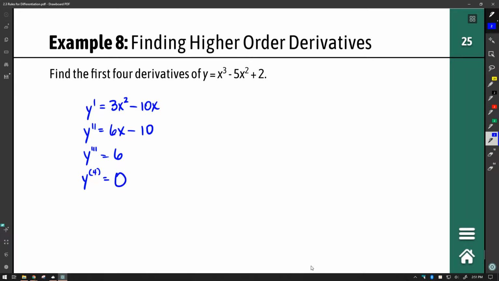So the other way to notate this is dy dx and d squared y over dx squared and d cubed y over dx cubed, and finally d to the 4 y over dx to the fourth. And there we have the end of section 2.3.